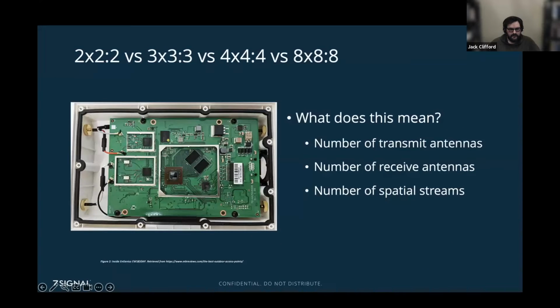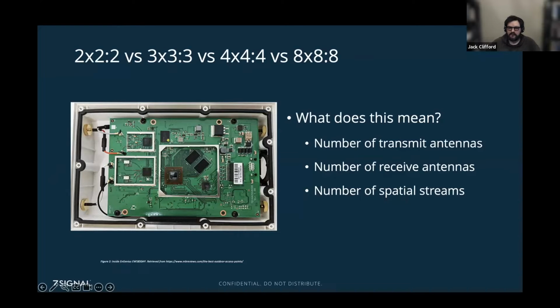And then here's a photo of the internals of an AP. So you can see the different radios here, and right here are the antennas going to the specific radios. So the 2x2, 3x3, 4x4, 8x8, what are we really talking about when we say that? It's the number of the antennas. So the number of transmit antennas, the number of receive antennas.